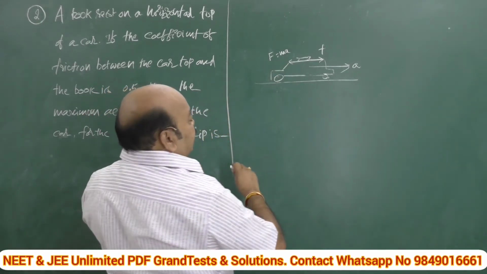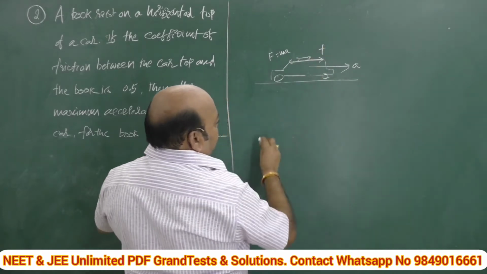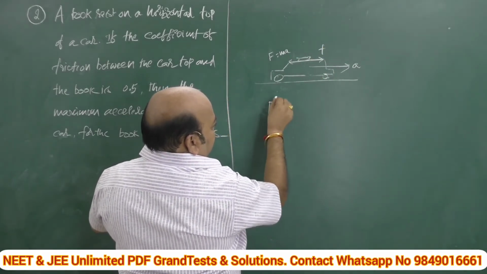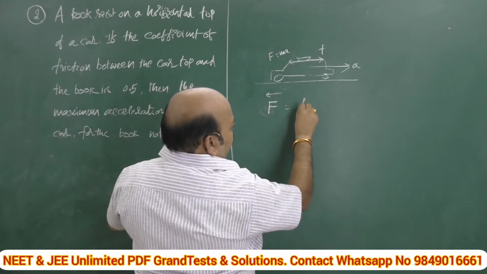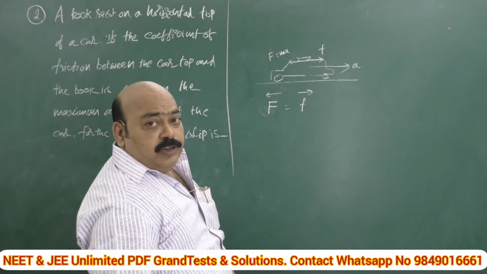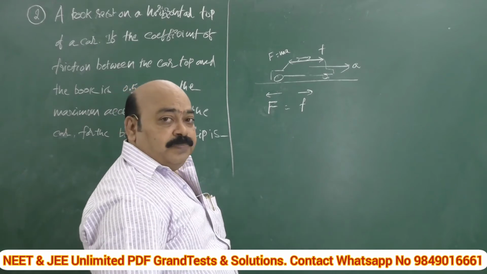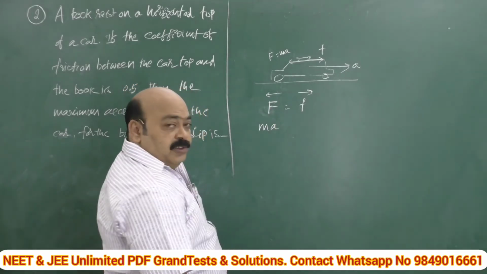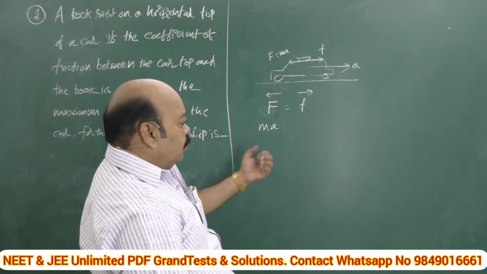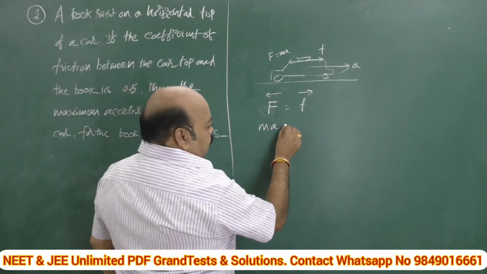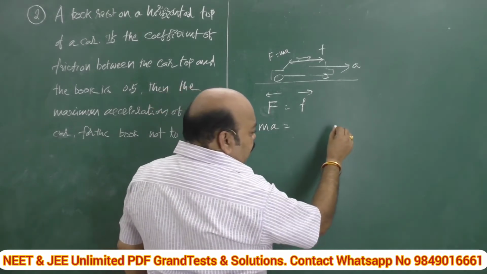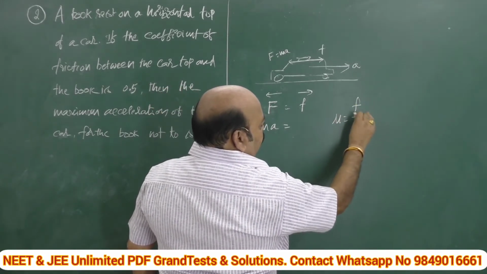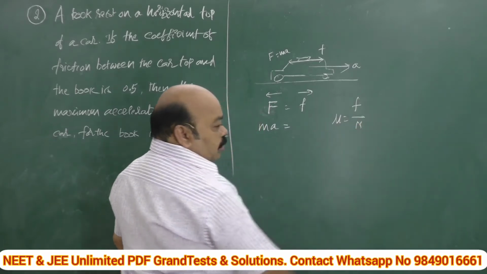Then for balancing sake, I will do one thing. This F, which acts in the backward direction, is equal to the frictional force which acts in the forward direction. Simply the substitution: F is equal to MA. Very simple, Newton's law. F is equal to MA. Frictional force, according to the definition, what do we have? Coefficient of friction is equal to the ratio of frictional force to normal reaction.